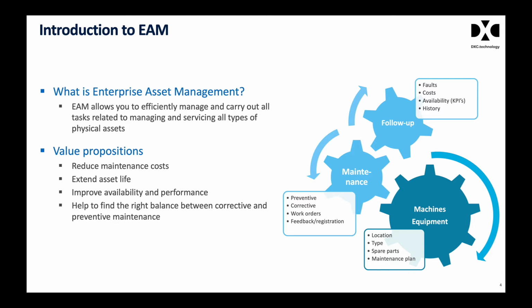If we look at the three main elements involved, we're looking at the machine itself, which is where is that machine? How do we manage that from a planning perspective and spares? How are we going to manage the maintenance, preventative, corrective, etc. And then once we've done the maintenance, how do we feed back to get our knowledge base of faults and understand the costs and the history of assets so we can be better in the future.